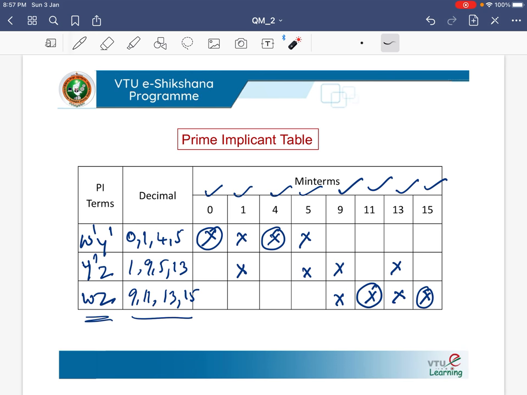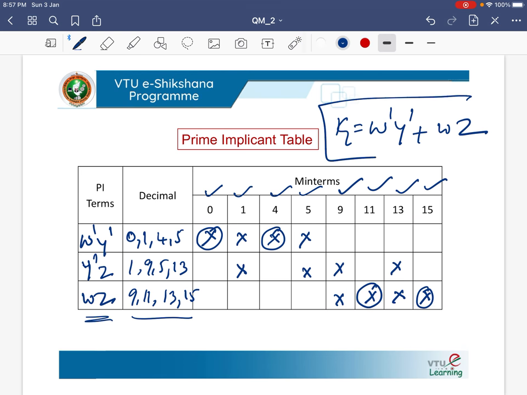And since all the minterms are covered, we can write the final expression as K is equal to W bar Y bar or WZ. Because this covers 4 minterms and this covers 4 minterms and all the minterms are covered. Therefore, our equation is K is equal to W bar Y bar plus WZ, or W bar Y bar or WZ.